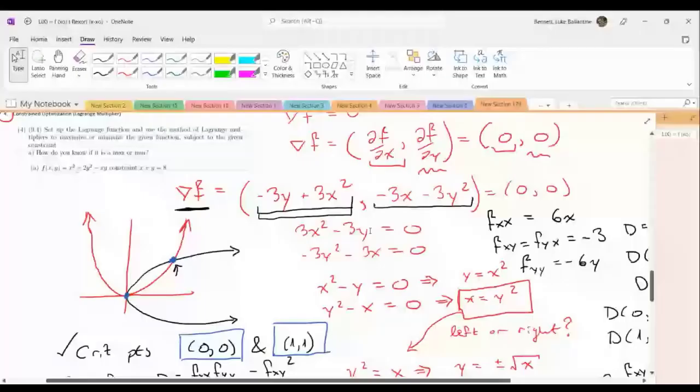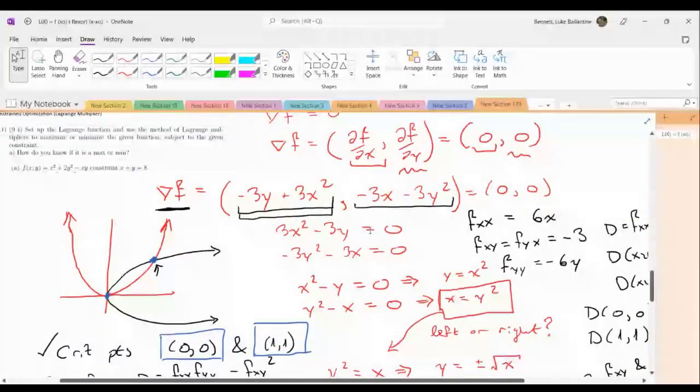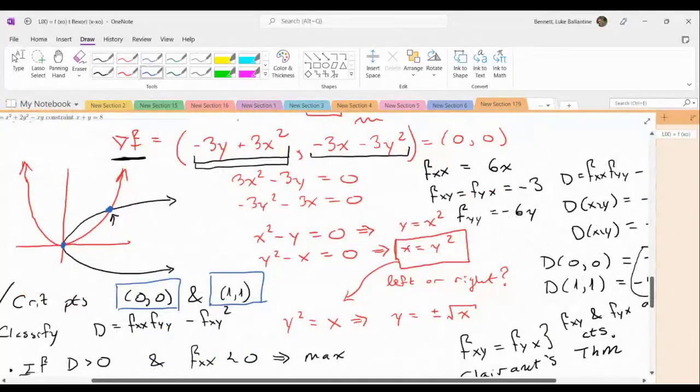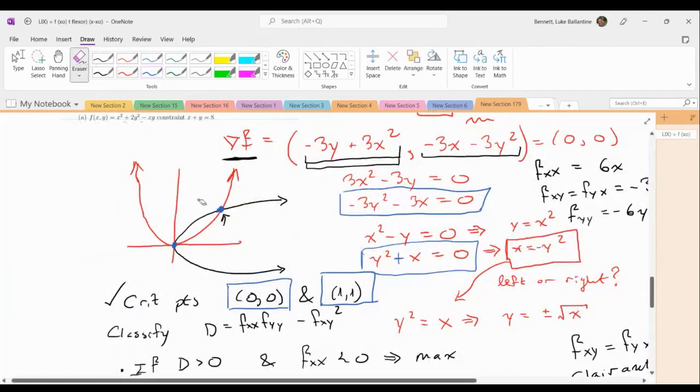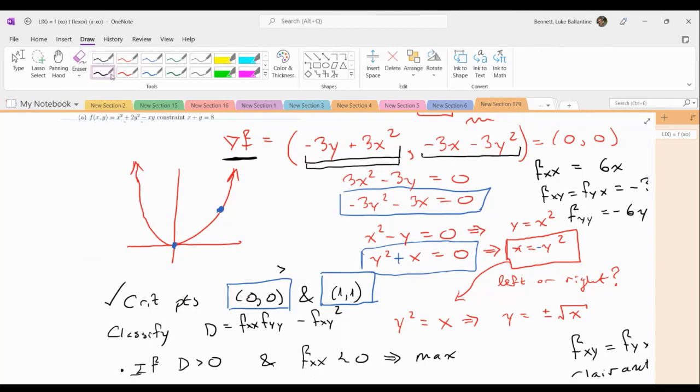So it's probably... Oh, it was right here. I see it. This should be a positive right here. And so this is x equals negative y squared. So then that changes our critical point. Changes this curve. And now it's negative y squared, so it's over here. So then we still have 0, 0, and that turned out to be a saddle point.